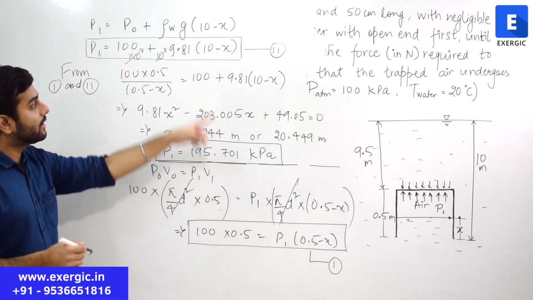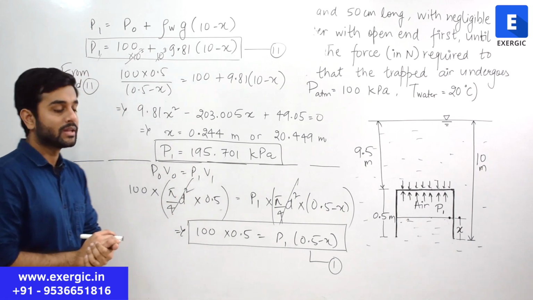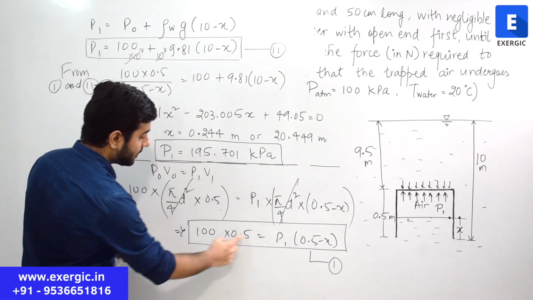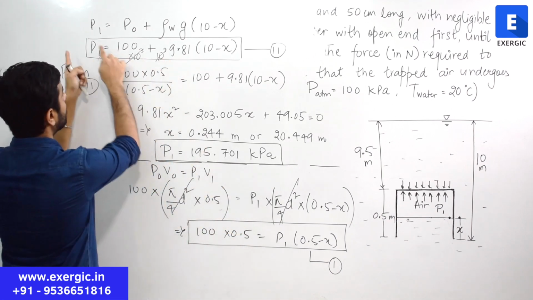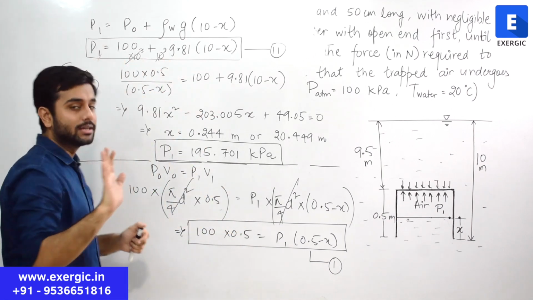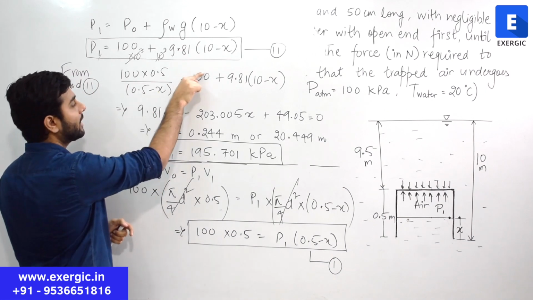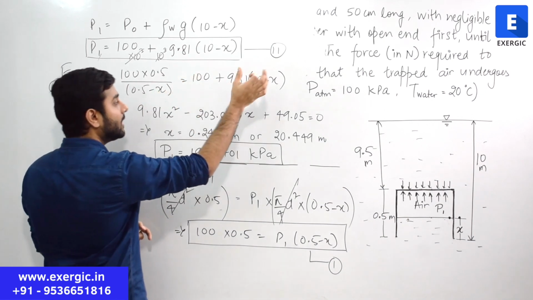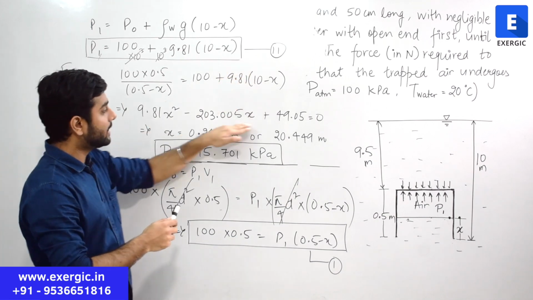Now you have equation 1 and equation 2, both having P1 and X as unknowns. So you can find P1 from here, 100.5 divided by 0.5 minus X, and put that value here, right? And you can solve it. It will give you a quadratic equation, right? Because this term will be multiplied by 100 and then multiplied here. It already has 10 minus X, so upon multiplication, you will get this quadratic equation.